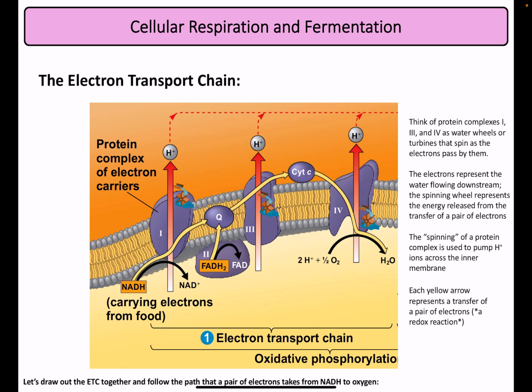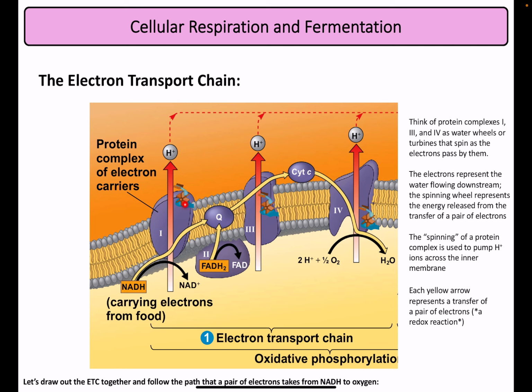Here's a textbook diagram of the ETC. I have my own diagram. It's going to be the same thing, just a little more colorful. So we're going to take the time to go through my diagram of the ETC. We're going to draw it out. And then most importantly, we're going to follow the path that a pair of electrons takes from NADH until finally it gets to oxygen.